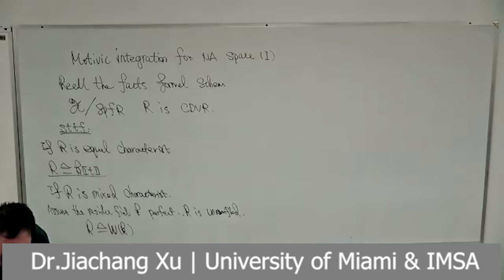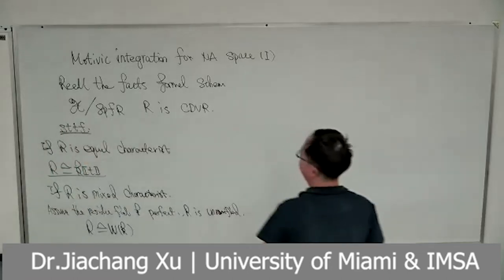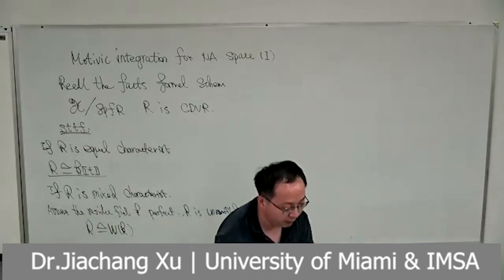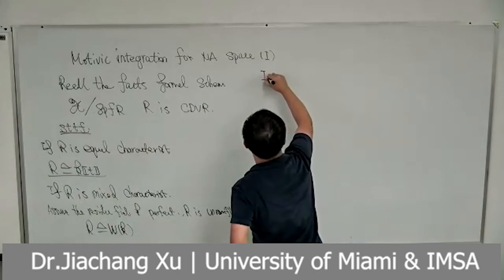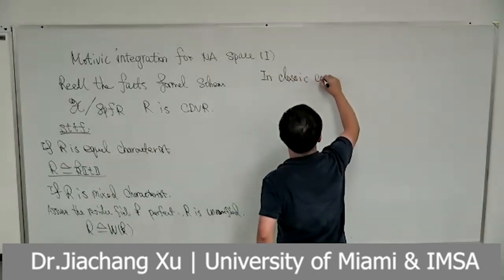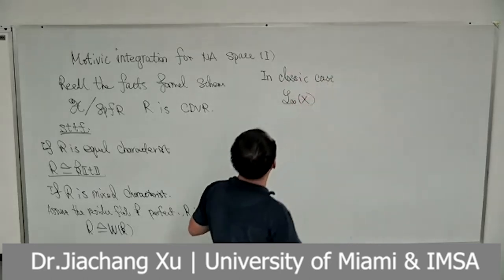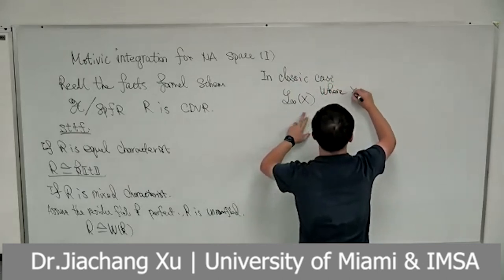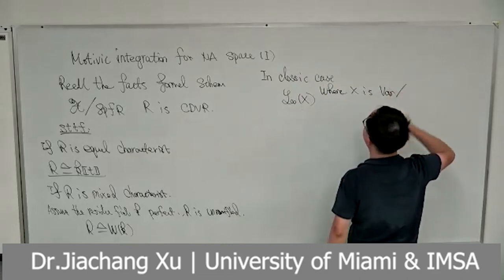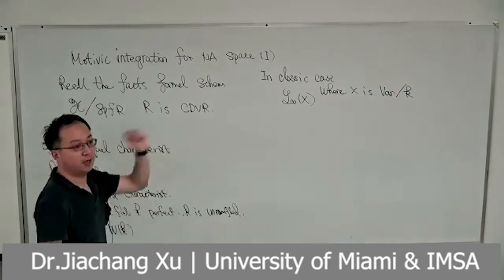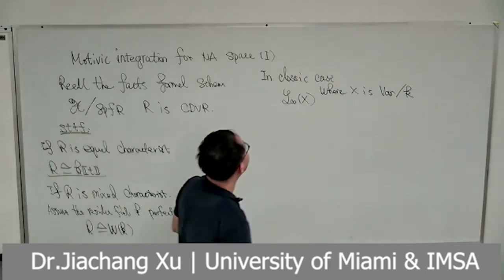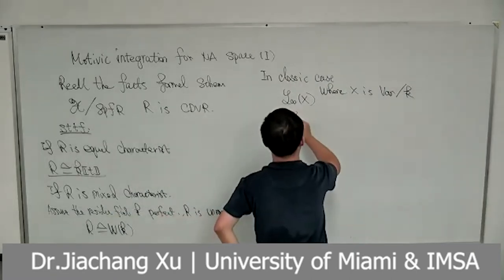Now what do we need to do? We need to consider motivic integration for the formal scheme X. The first step is to construct the integration space for the motivic integration. In the classical case, our integration space is L(X), where X is an algebraic variety over a field k, and in most cases we choose k as the complex numbers. We know this can be considered as a functor.